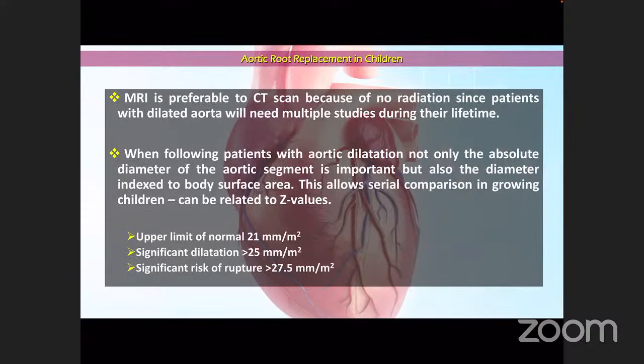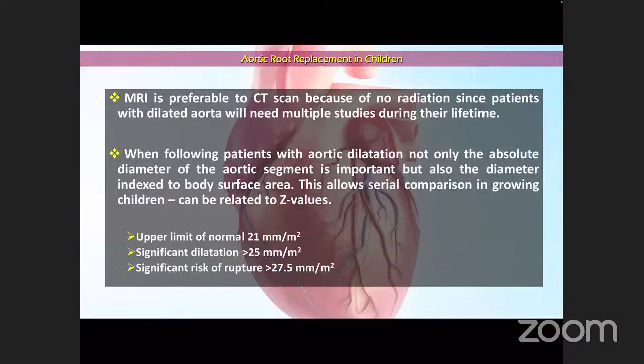When following patients with aortic dilatation, not only the absolute diameter of the aortic segment is important, but also the diameter indexed to the body surface area. And we believe this is more important, particularly in children and in patients with a small size, because this allows serial comparison in growing children. And also you can relate it to the Z values.